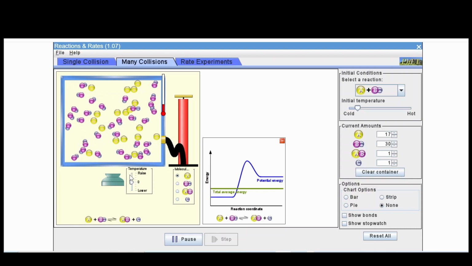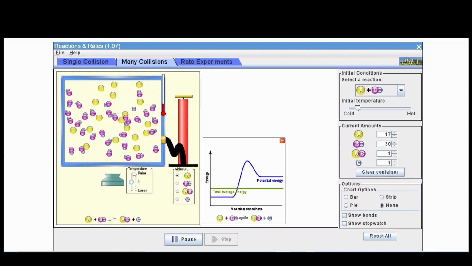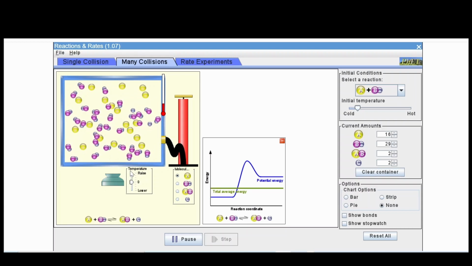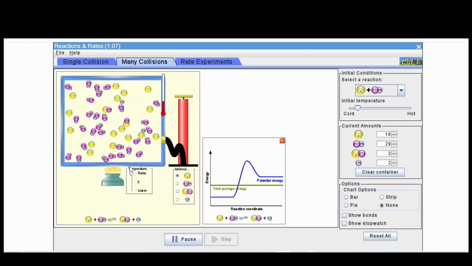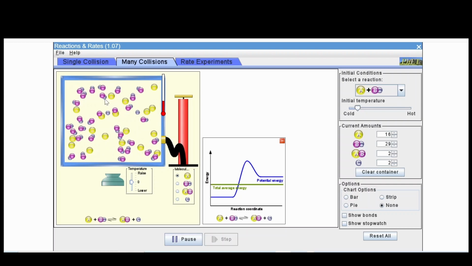So according to the collision theory, the rate of a chemical reaction is determined by the following factors. Firstly, the number of collisions per unit of time, or the frequency of the collisions. Secondly, the energy of the colliding particles. And thirdly, the orientation of the colliding particles.